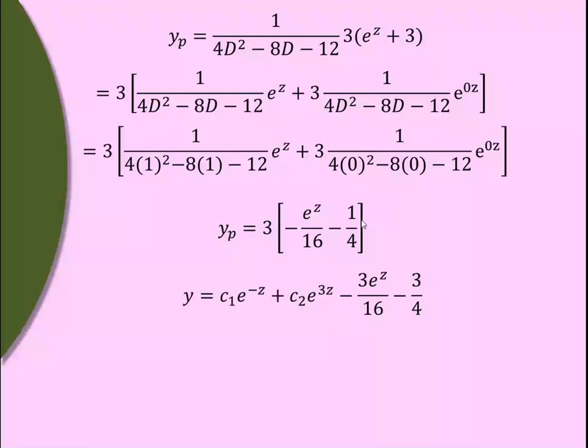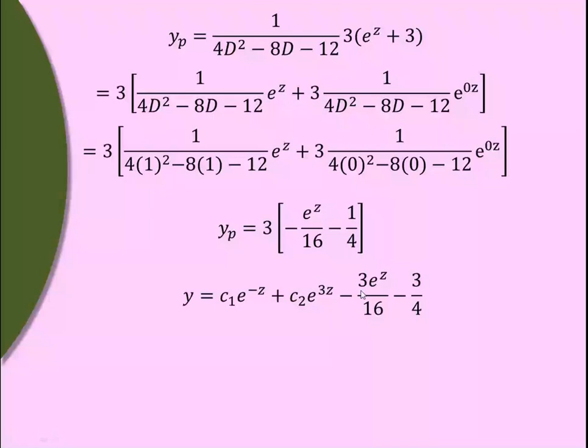Correct? But the original equation is in x and y, and we got the answer in z and y. So what we have to do? We have to substitute the value of z back. And what is the substitution we have made? We have made the substitution 2x minus 3 is equal to e raised to z. So e raised to z we can substitute directly.